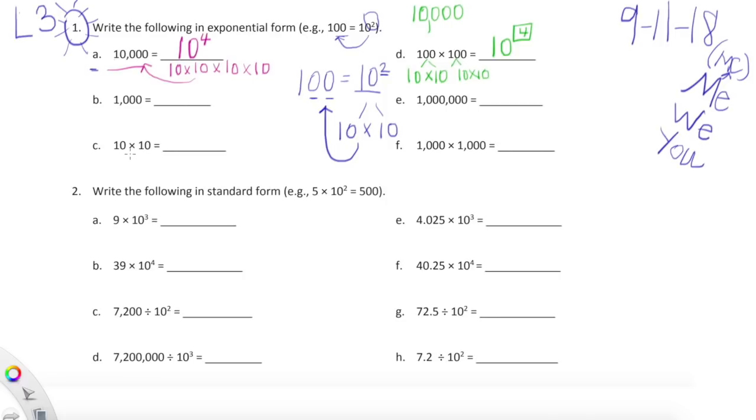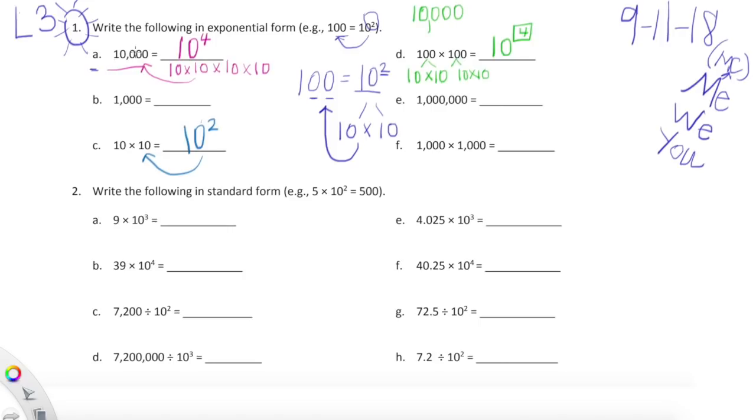10 times 10, so that's two 10s, which, hopefully a few of you are comfortable with this, can be written in exponential form as 10 to the 2nd power, because you know this exponent shouts, I want this many of you multiplied together. Okay, well, that was pretty easy. 10 times 10. Great. Let's look at 1,000 times 1,000.